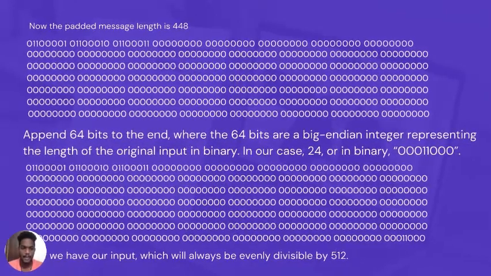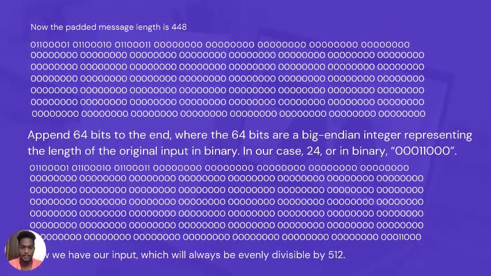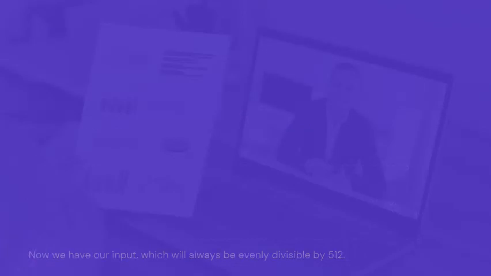So here we'll be adding zeros at the end of the message M. So now the length of the padded message will be 448. We should get a multiple of 512 in the SHA-256 algorithm. So we will be adding the length of our message at the end of the code, that is in our case 24. So 24 in binary is 11000 with leading zeros. So now we have our input, which will always be divisible by 512.